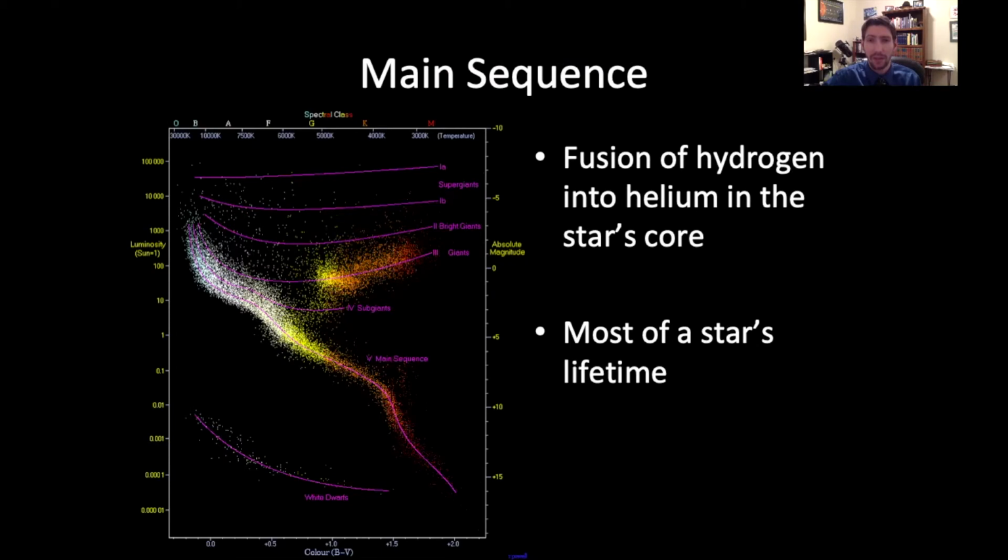This will last until about 90% of the hydrogen in its core is used up. We can estimate how long a star will be on the main sequence by taking its mass in solar masses and dividing by its luminosity in solar luminosities, and then multiplying by 10 billion. Then we get a result in years.